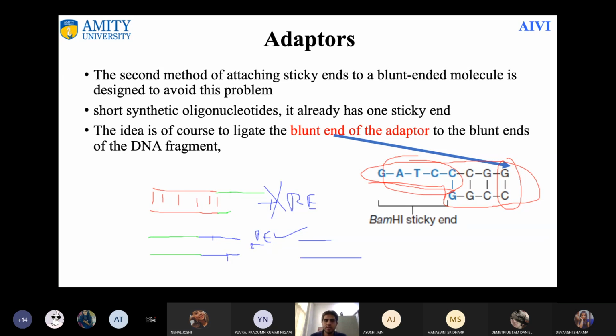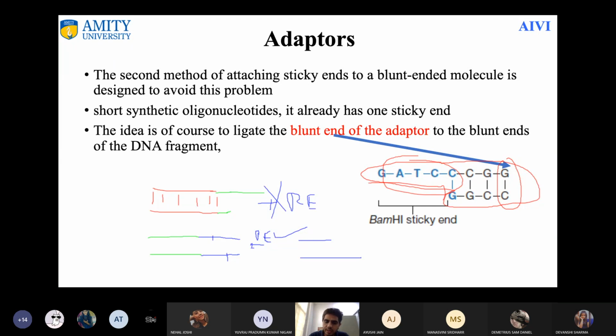Okay. So any other questions? Sir, between adapters and linkers, which is more preferred? Sorry, linkers. But why, sir? Because with linkers, you have the extra restriction enzyme step also. See, when you talk about which is going to be preferred, both are going to be preferred depending upon your requirement, what you need.